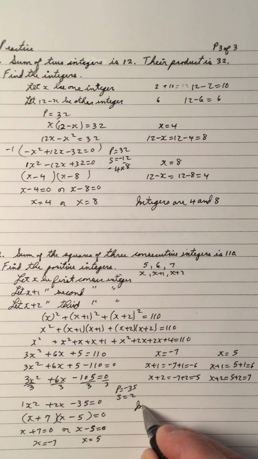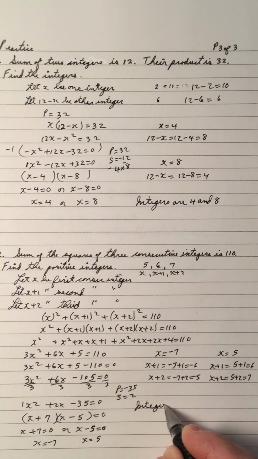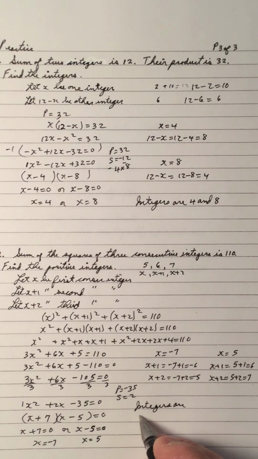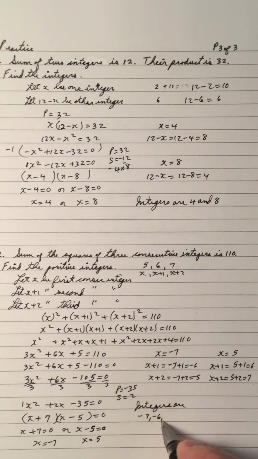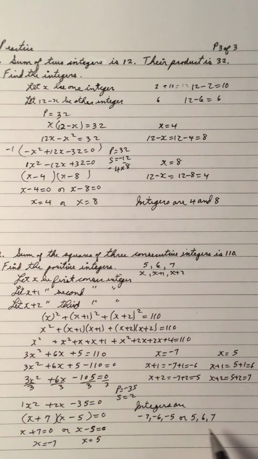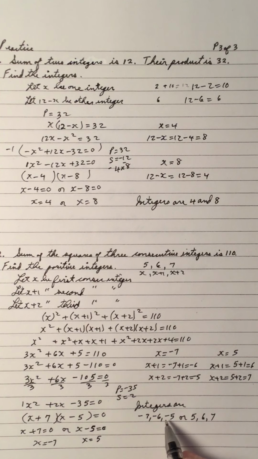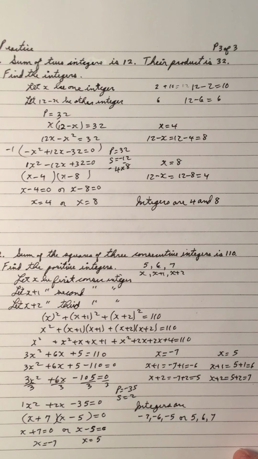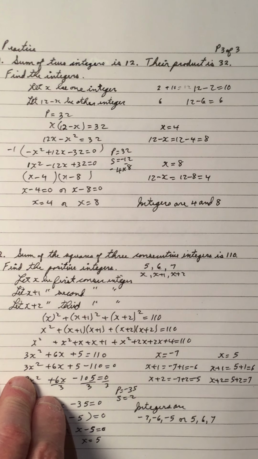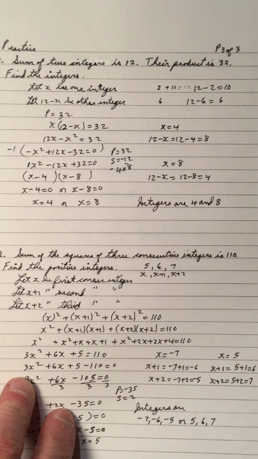So in this case, the integers are negative 7, negative 6, negative 5, or we could also have 5, 6, and 7. So there are two sets of integers that will obey. If you square each of these numbers and add them up, you should get 110. And if you square all these negatives, you should get the same answer, because when you square a negative, it becomes a positive. So that's solving quadratic word problems dealing with integers.